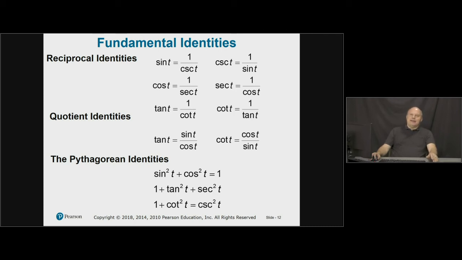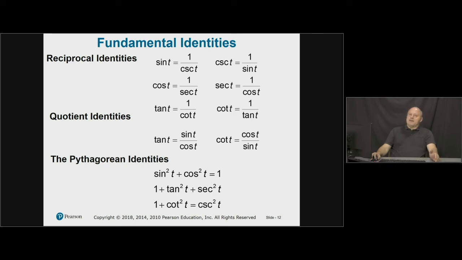Now again, these are identities that you need to put down on your paper. These are the fundamental identities. These will not be given to you on a test. These you have to basically memorize. No ifs, ands, buts about it. These are the things that you have to memorize.